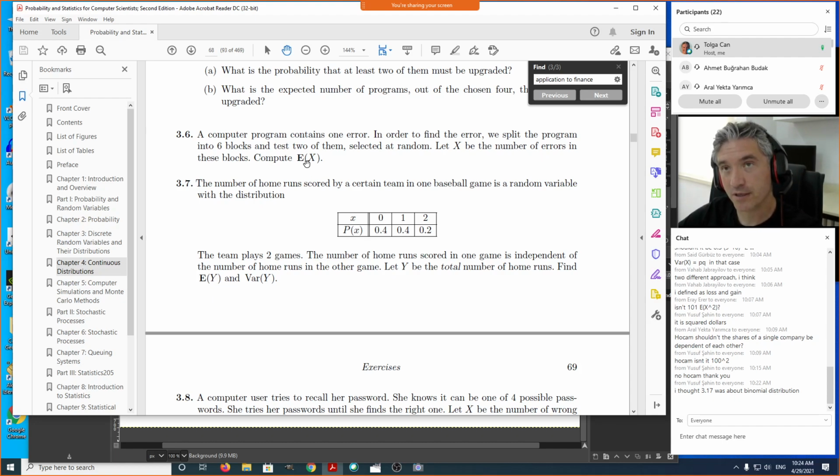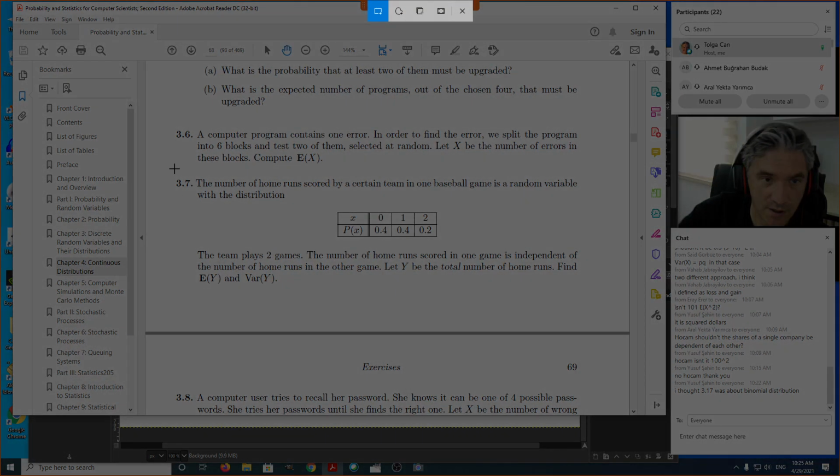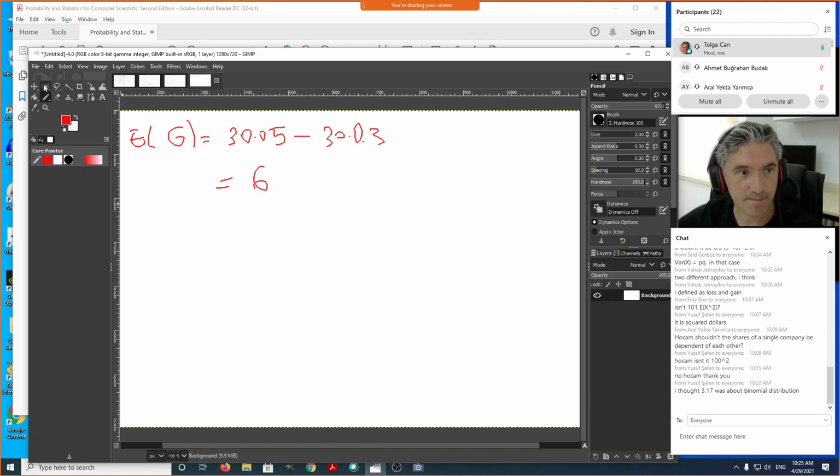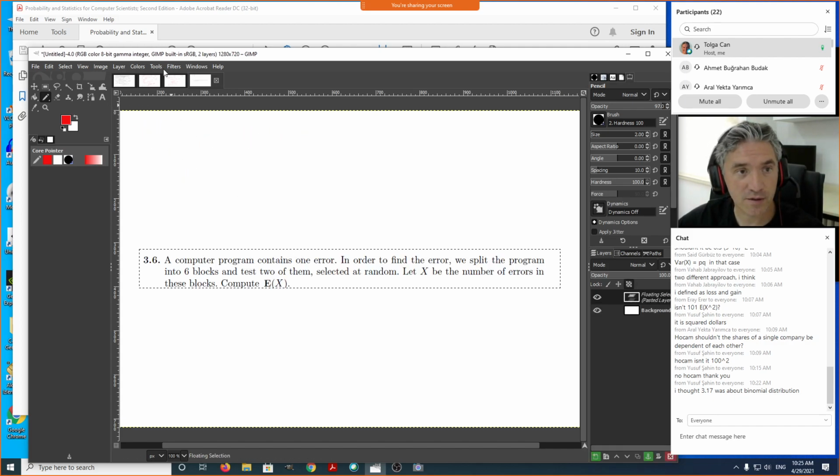You can also consider this. Also, this is like a binomial too, right? You may apply different things at the same time. Actually, we can directly apply binomial to this one as well. So here, if x is the number of errors, we already know that the computer program contains one error. Again, let me copy this part to GAMP, and then I'm going to write it there. Let me erase this part and use this slide. All right, let's take a look at this one.